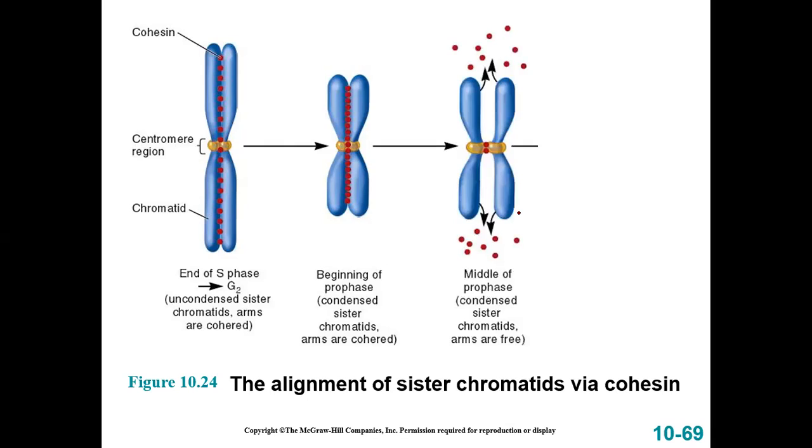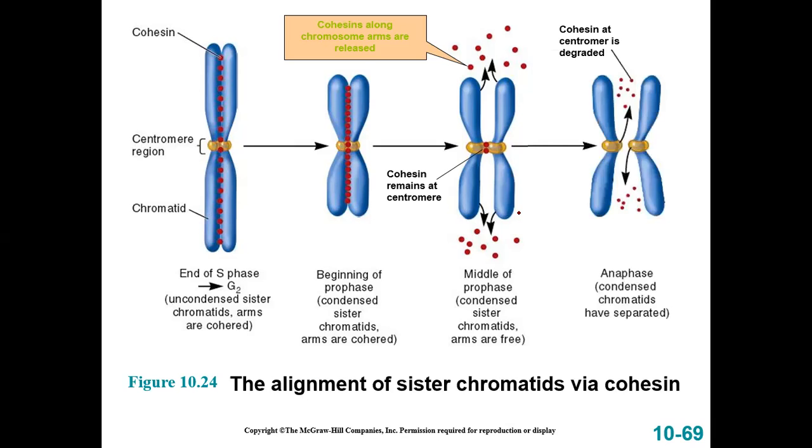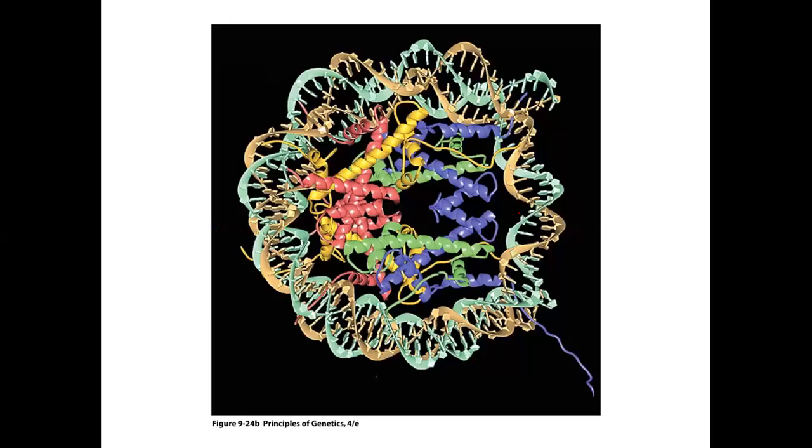During the middle of the prophase, condensed sister chromatids are free because the cohesins are released from the chromosomes. Cohesin remains only on the centromere. Why only on the centromere? So the centromere can attach both the sister chromatids. During the anaphase, when the cohesins are released from the centromere, both the DNA chromatids are separated from each other.